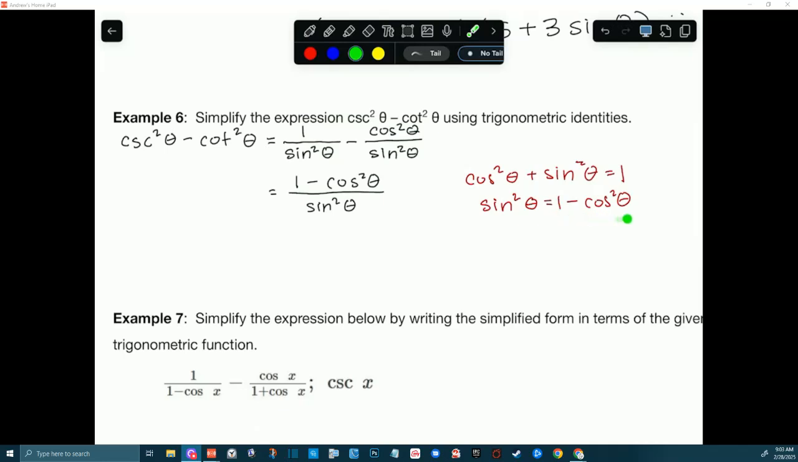I see 1 minus cos squared. I know that's the same as sine squared. So let's do that replacement. On the numerator, we replace 1 minus cos squared with sine squared. Denominator stays the same. And in a fraction, when the top and bottom are the same, the answer is 1. Much easier to deal with. Yay!